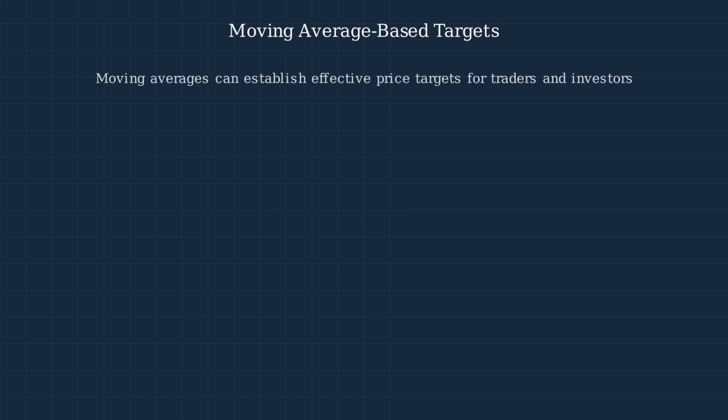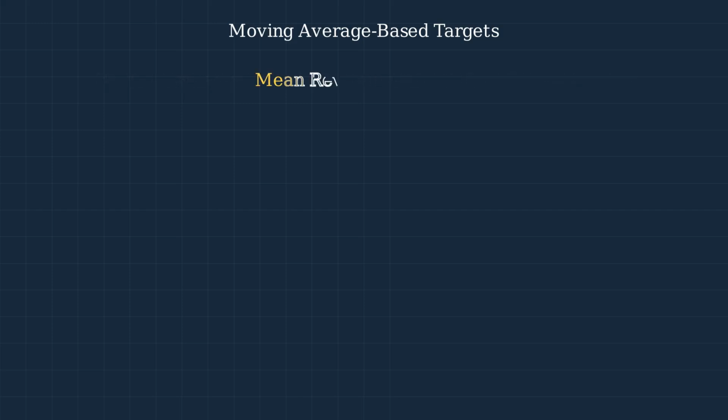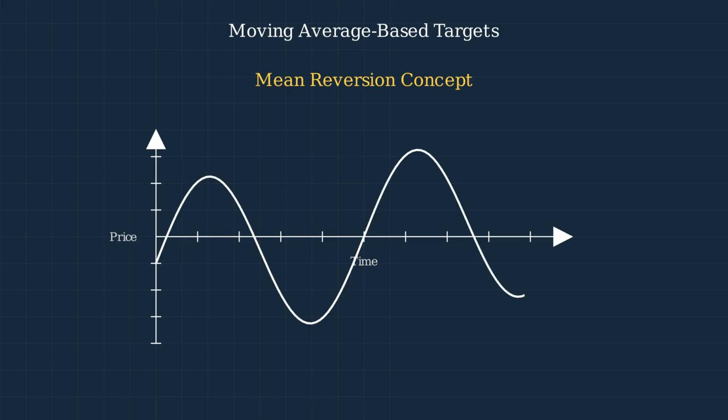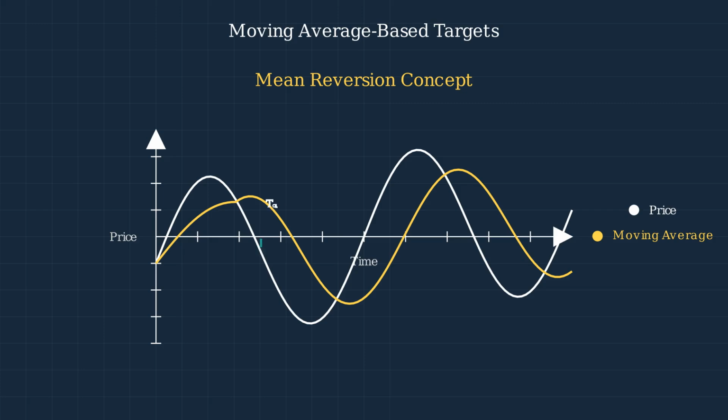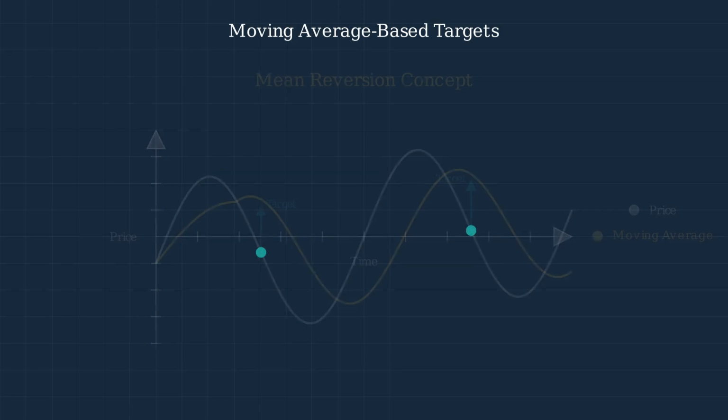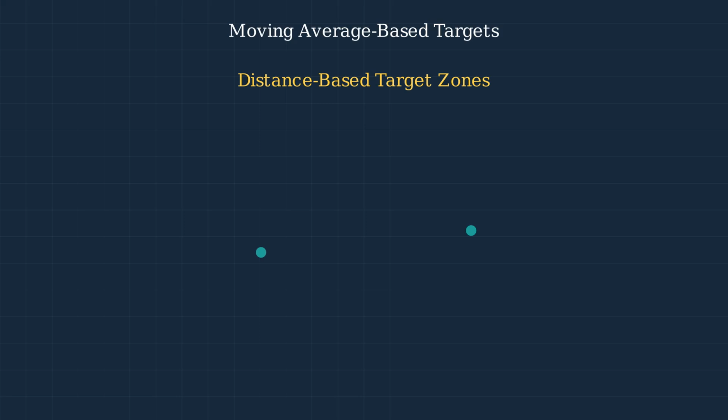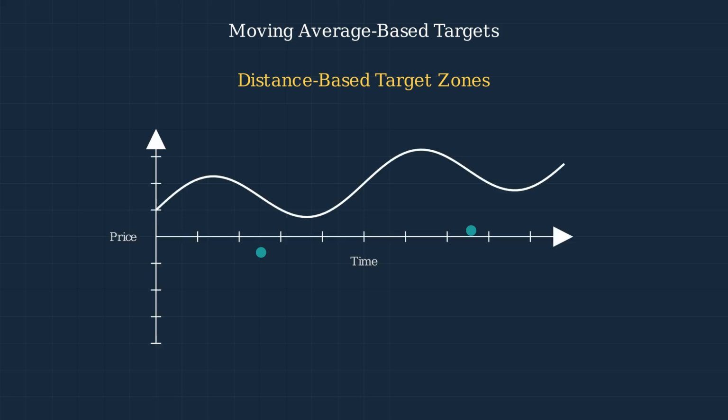Moving averages provide reliable price targets that can guide trading decisions. Mean reversion is the theory that prices and returns eventually move back toward the mean or average. When price moves away from its moving average, it tends to return to that average over time. The distance between price and its moving average can identify potential target zones. When price stretches far from its moving average, it creates an opportunity for a reversion trade. These target zones become more compelling the greater the distance from the moving average.